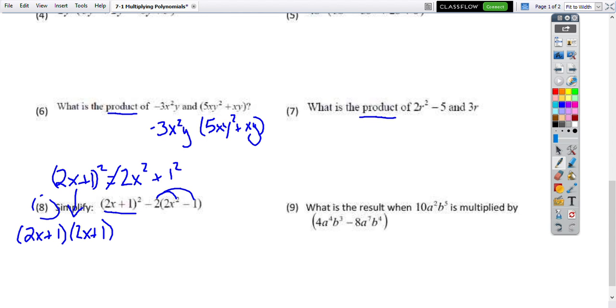So when we do this, what we're really going to do is multiply through the 2x first. The 2x, just distribute.